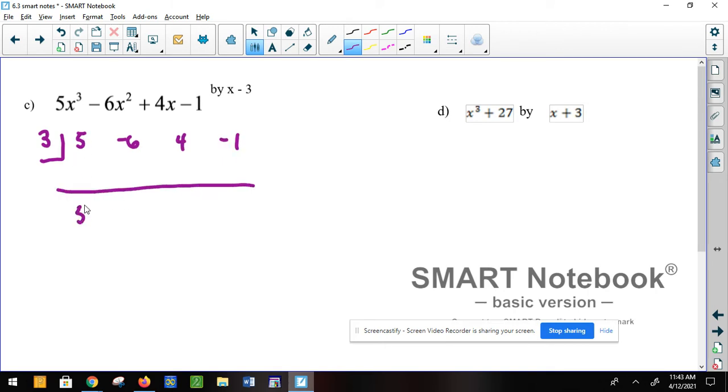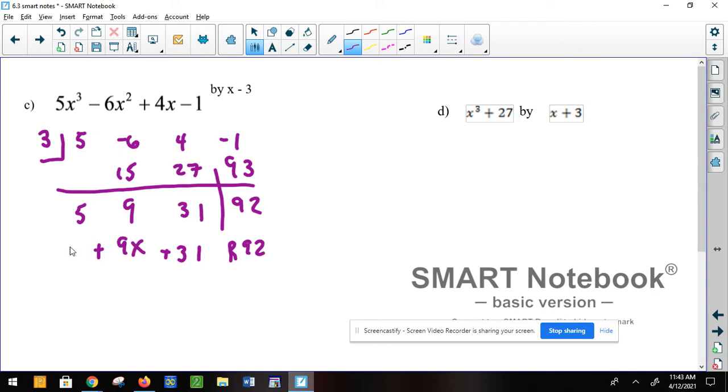You drop the 5. 3 times 5 is 15. You add down. -6 plus 15 is 9. 3 times 9 is 27. You add down, you get 31. 3 times 31 is 93. You add down, you get 92. So that's the remainder. That's the constant. That's the linear term. That's the quadratic term.